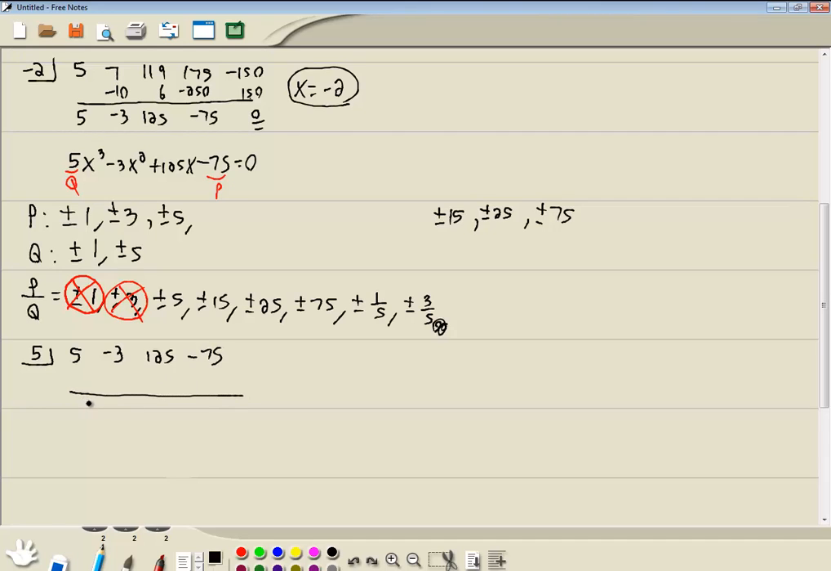Okay, so I add, multiply, add, multiply, add, multiply. That's not going to give me 0. So let's do negative 5.